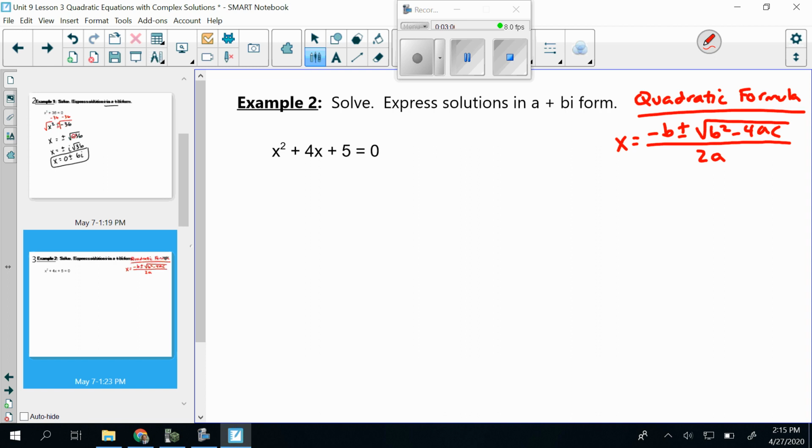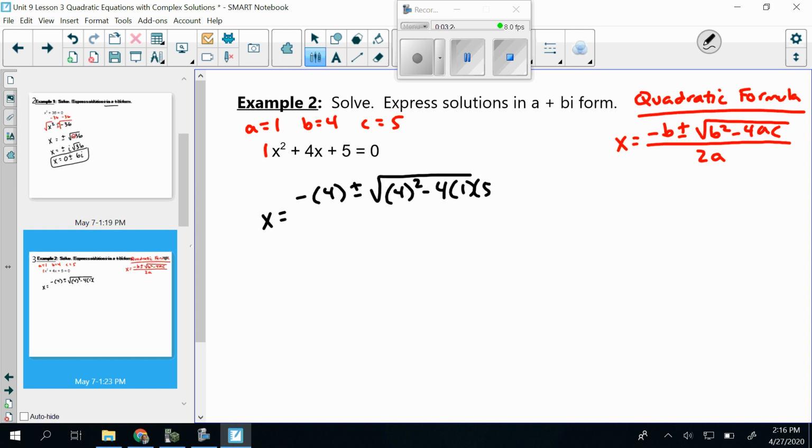So on our problem here, we want to find out what is that a, b, and c. Here our a is 1, because there's a 1 in front of that x squared. b is 4 and c is 5. So now we're going to put that into the quadratic formula and see what we get. So our answers are going to be the opposite of b plus or minus the square root of that same b value squared minus 4 times 1 times 5, all over 2 times 1.